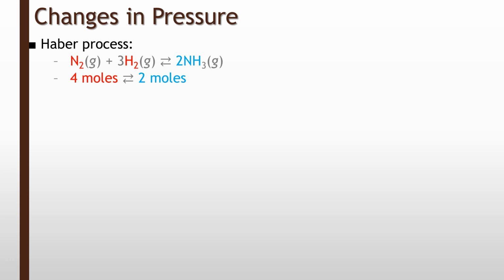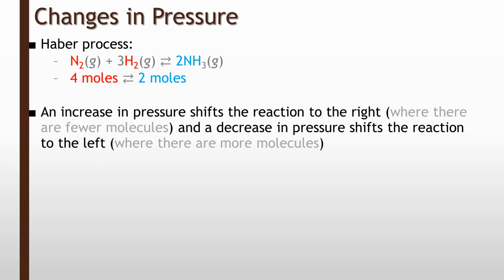But you have to look at it not in terms of the chemicals, but in terms of the number of moles. We start with 4 moles of gas, 1 of nitrogen and 3 of hydrogen, that's the ratio in a balanced equation, is going to make 2 moles. So think of it more in terms of my reactants are 4 moles, my products are 2 moles. Now, whenever I increase the pressure, I'm going to be shifting the reaction to the right. Why to the right? That's where there are fewer molecules.